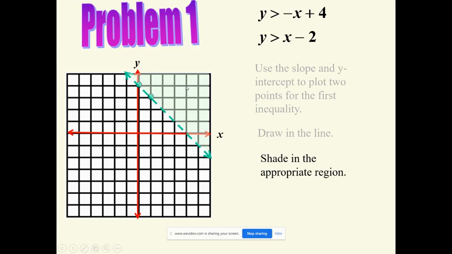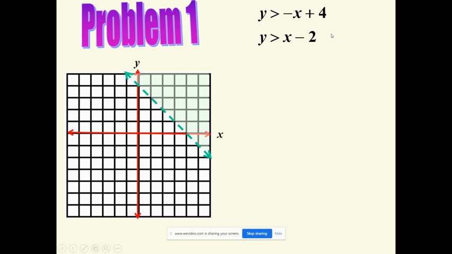I could also pick a point here to double check. So let's go ahead and pick 1, 2, 3, 4, 1, 2, 3, 4. If I pick 4, 4, what makes sense? 4 is greater than negative 4 plus 4. Well, negative 4 plus 4 is 0, so 4 is greater, so this is true. So I've shaded correctly for this first inequality.